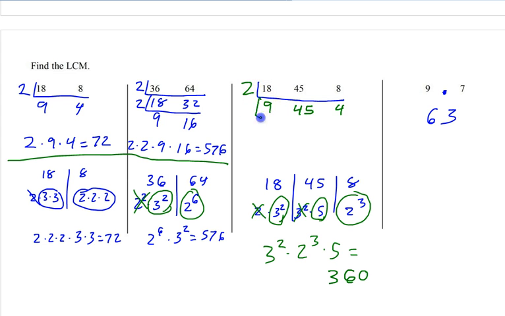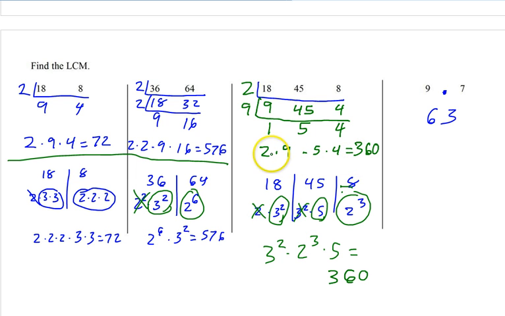Now we look at it again. Do any of these two numbers or all three have something in common? All three do not, but 9 and 45 both have a 9. So we take that out and bring down the 4. And keep looking at them. They don't all have something in common, and none of the pairs have anything in common, so that is it. So if we take the 2, the 9, we don't really need to do a 1, the 5 and the 4, and we multiply it together, we get 360.